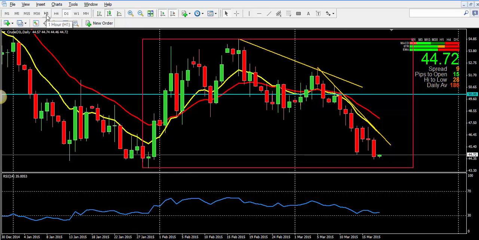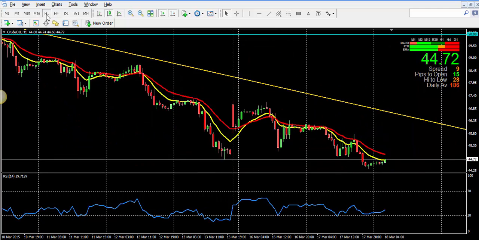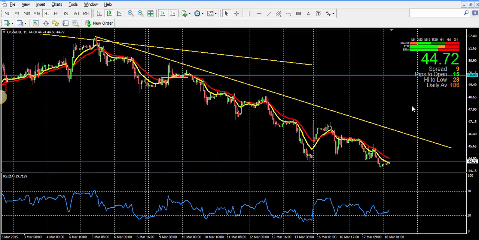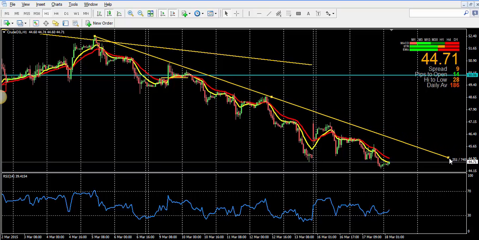Let's go to the 1 hour time frame and mark our trend line. It's a good trend line here. On the 1 hour chart, you see lower lows, lower lows, lower lows, lower highs, lower highs, lower highs. Every day we are breaking the previous day's low, showing sellers in control.